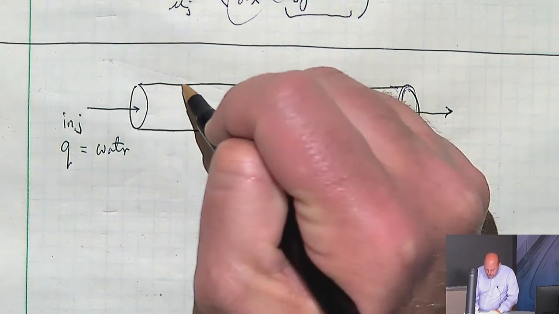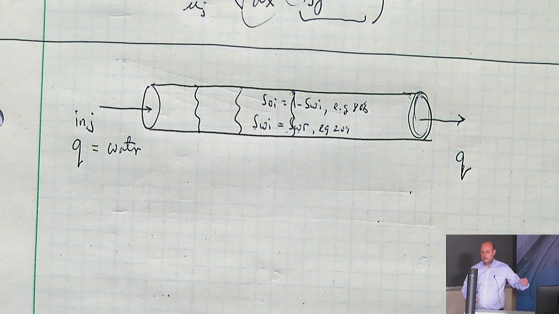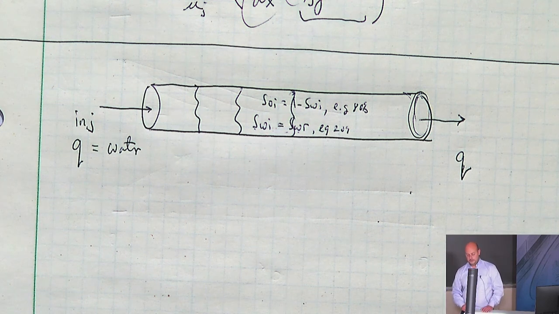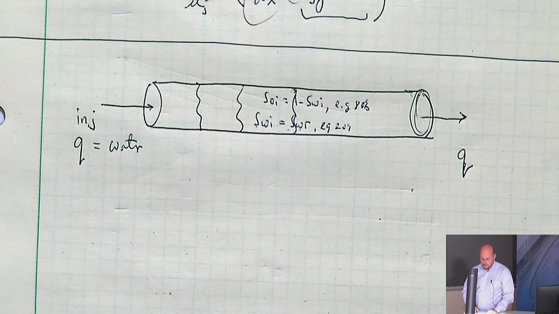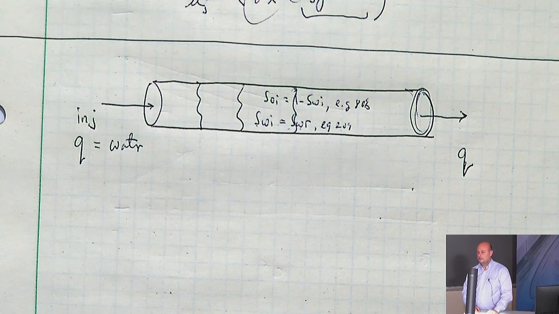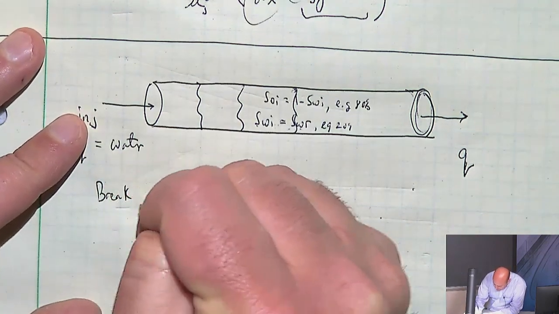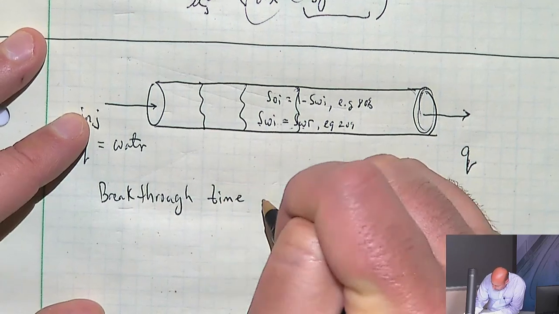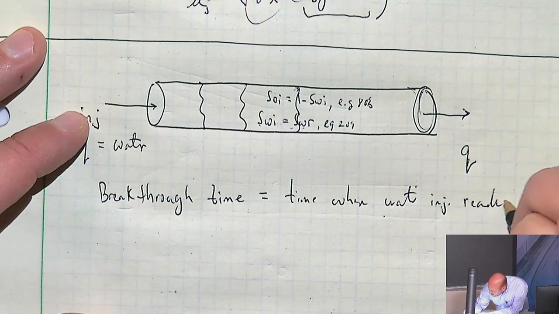We would love for this to continue on through the whole core. We would love for this water to be injected and to move like a piston, and just push the oil out. You can imagine, what if this wasn't a porous medium, but just a tube filled with oil, and you pushed water, and the water pushed out all the oil. That would be fantastic. Unfortunately, that's not what happens. As this waterfront starts to move from left to right, the water starts to bypass the oil, and the water reaches the producer well before all the recoverable oil is produced. We call that the breakthrough time. So the breakthrough time is equal to the time when injected water reaches the producer.